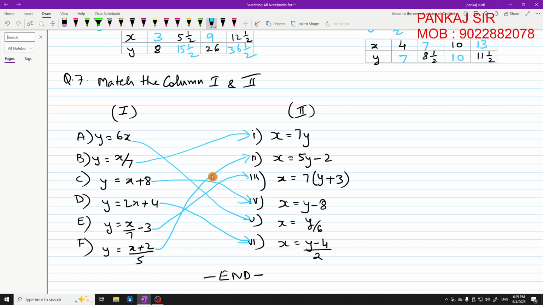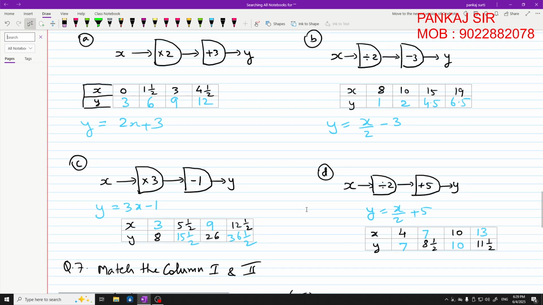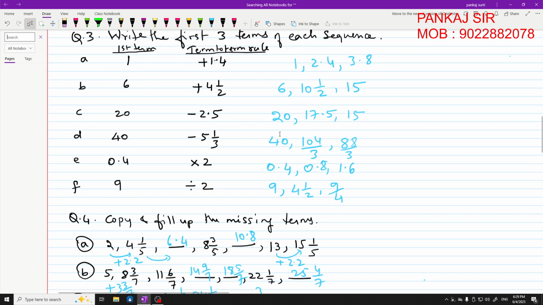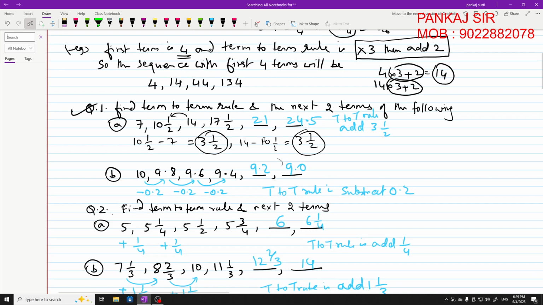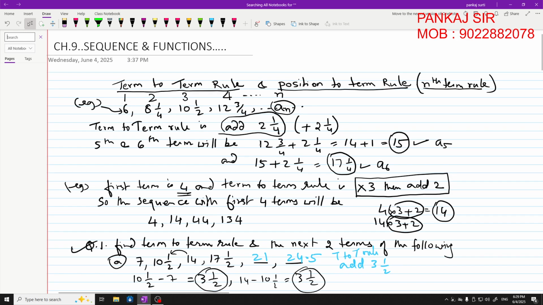With that, we have completed this particular session, which was based on sequence and function. This was for a slightly higher grade, that is the 7th grade of primary students. Okay, but still they are all primary students.